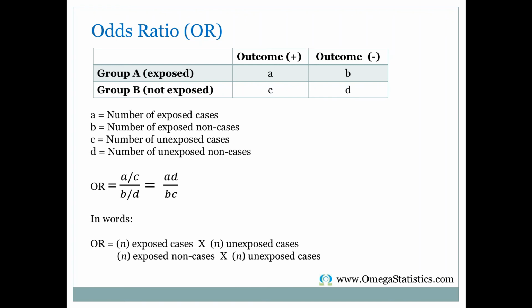Okay, so again, A is the number of exposed cases, and they had this positive outcome. B is the number of exposed non-cases. So they were exposed, but they didn't have the case. Their outcome was negative. C is the number of unexposed cases. So they're not exposed, but they did have the outcome. They came in sick, but they weren't exposed. And D would be the number of unexposed non-cases. So they weren't exposed and they didn't get sick. These are the ones that didn't eat potato salad and didn't get sick.